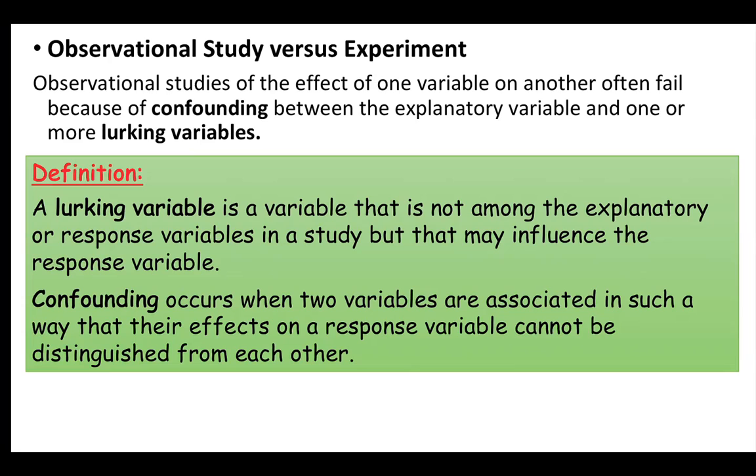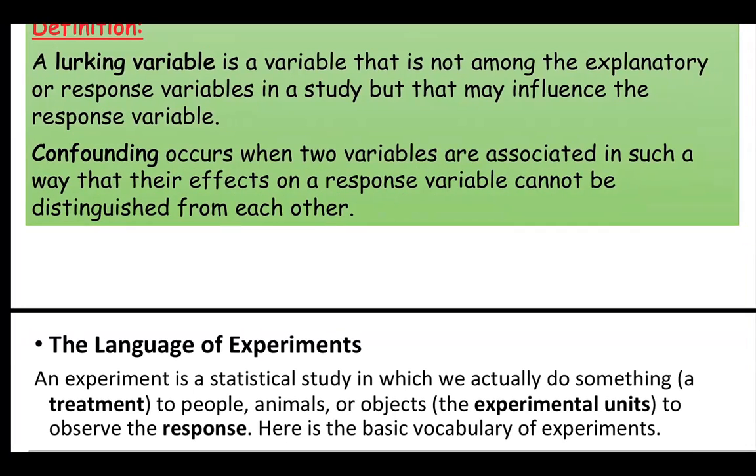We want to be able to draw a straight line from the pill to my headache going away. If there are other things causing my headache to go away besides the pill, those are called lurking variables, and we don't want those because they ruin our experiment.